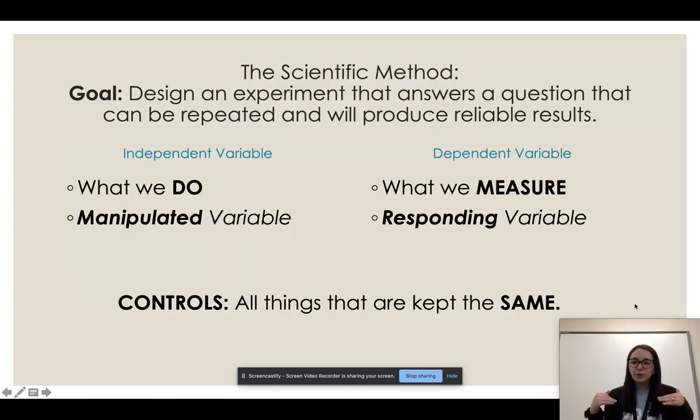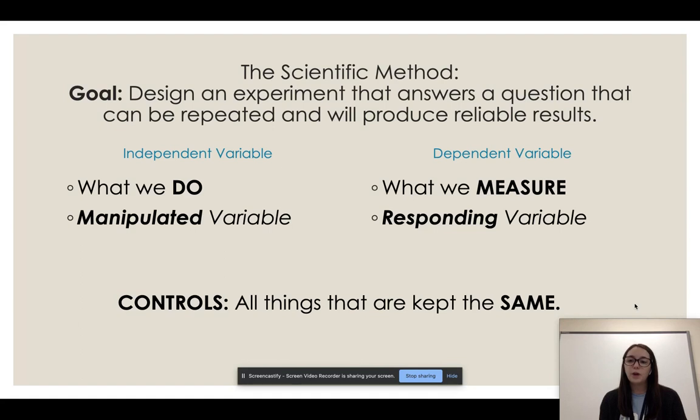Now, I'm going to go through some review topics we already discussed earlier. The scientific method is something that I want you to understand pretty heavily, but the goal that I really need you to understand is that it allows us to design an experiment that answers a question, can be repeated, and will produce a reliable result.